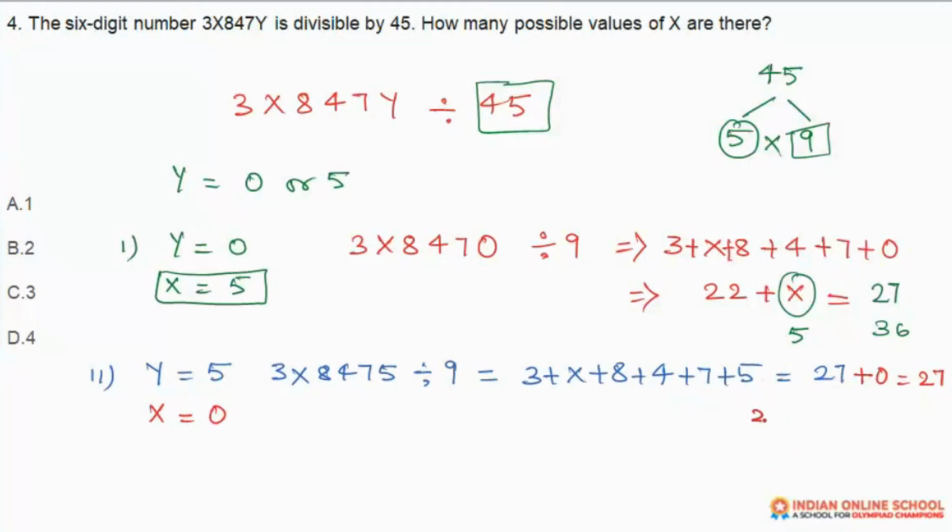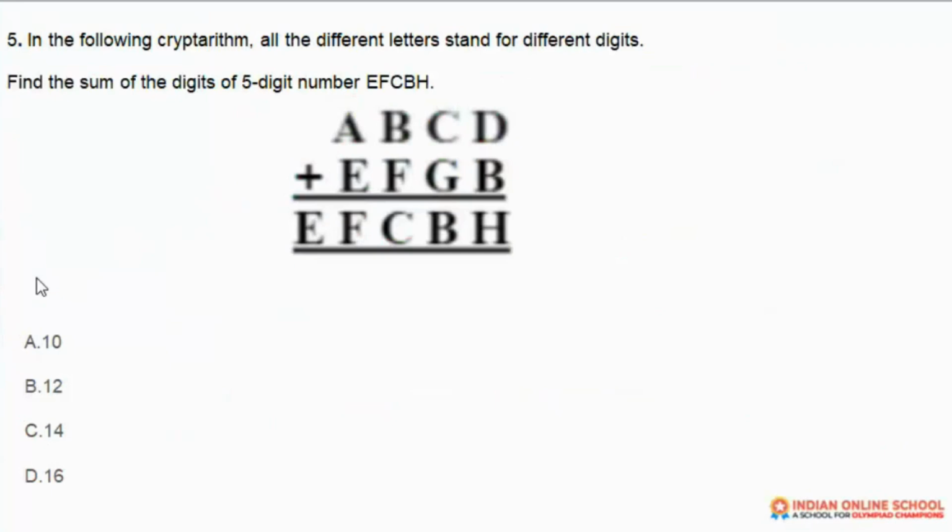Or we can put 9 as well, because when we add 9 here, we get 36, and 36 is also divisible by 9. So when we put the value of y as 5, the two values of x we get are 0 and 9. The question is asking about the total possible values of x, so we have 1, 2, 3, 3 possible values of x. Got it, everybody? Okay, let's go with the next question.